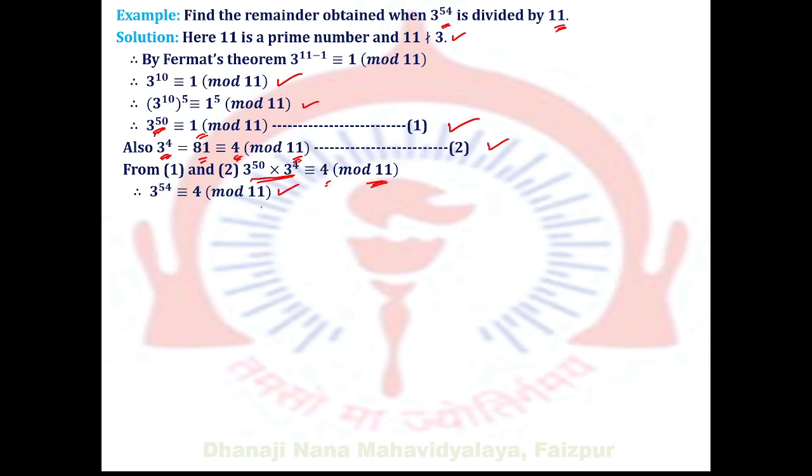It means that when we divide 3 raised to 54 by 11, the remainder is 4. So thus 4 is the remainder obtained when 3 raised to 54 is divided by 11.